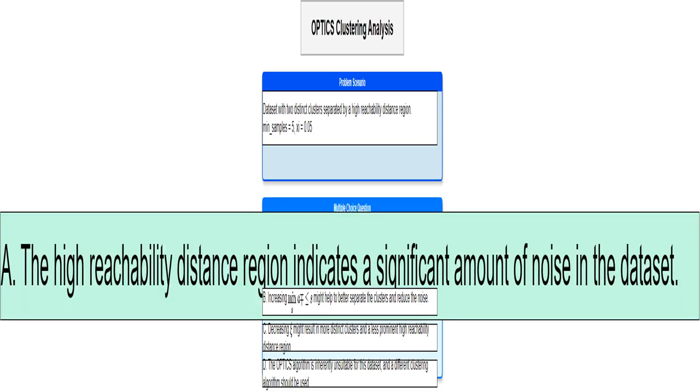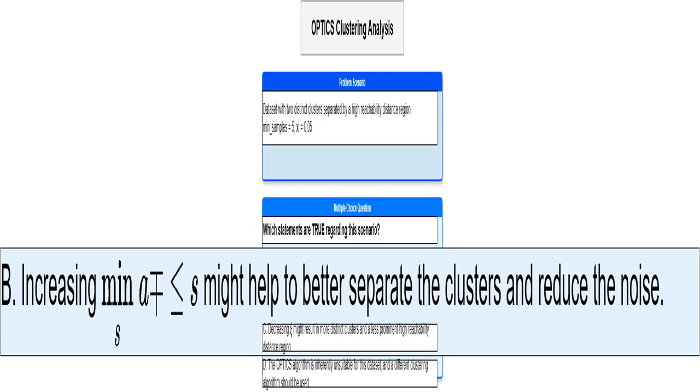The wide ocean between my islands? Yep, that's a strong indication of noise, data points that don't easily fit into either cluster. Increasing min_samples means I'll need a larger group of points to form a cluster. This makes my algorithm less sensitive to small, noisy groups and will clean up the noisy data better.